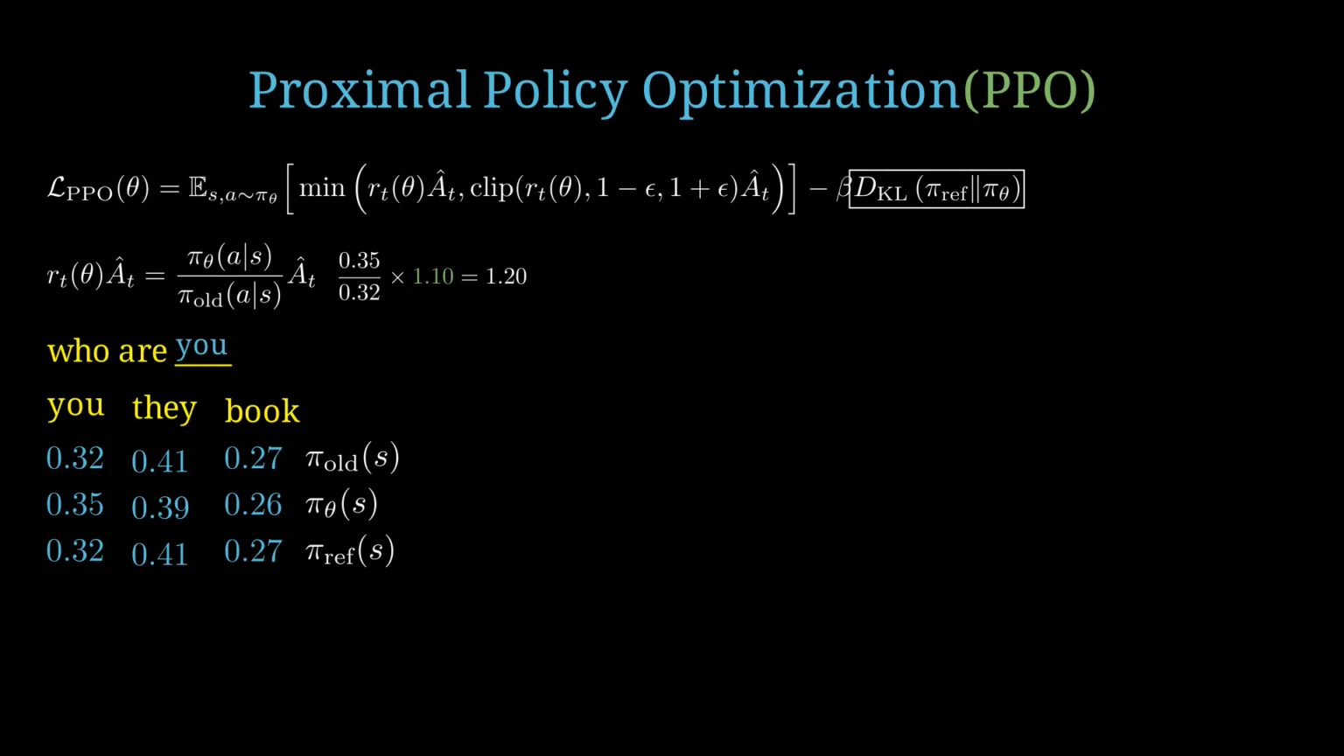This KL divergence penalty will ensure that the reference policy and the new policy remain close to each other. We also have a hyperparameter, beta, associated with the KL divergence term, which controls the strength of the penalty and the degree to which the new policy is allowed to diverge from the reference policy.